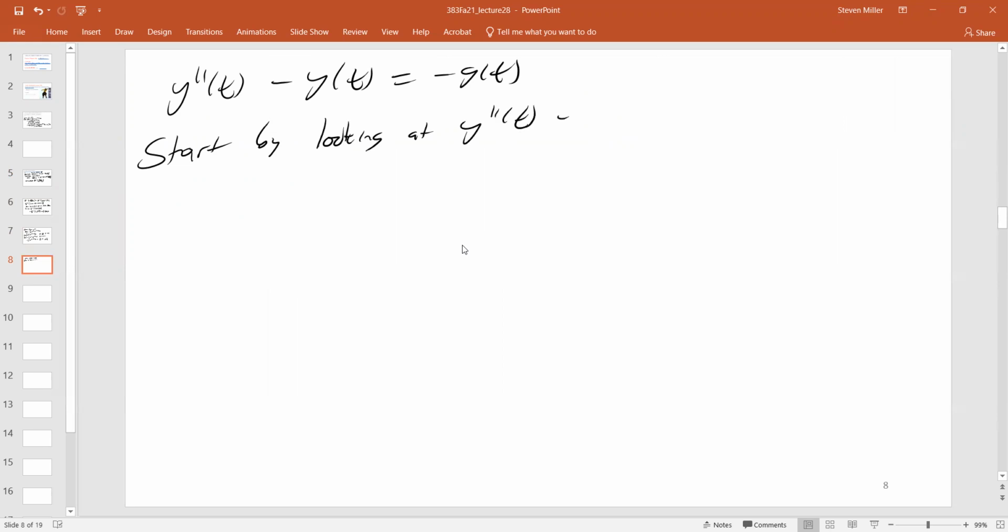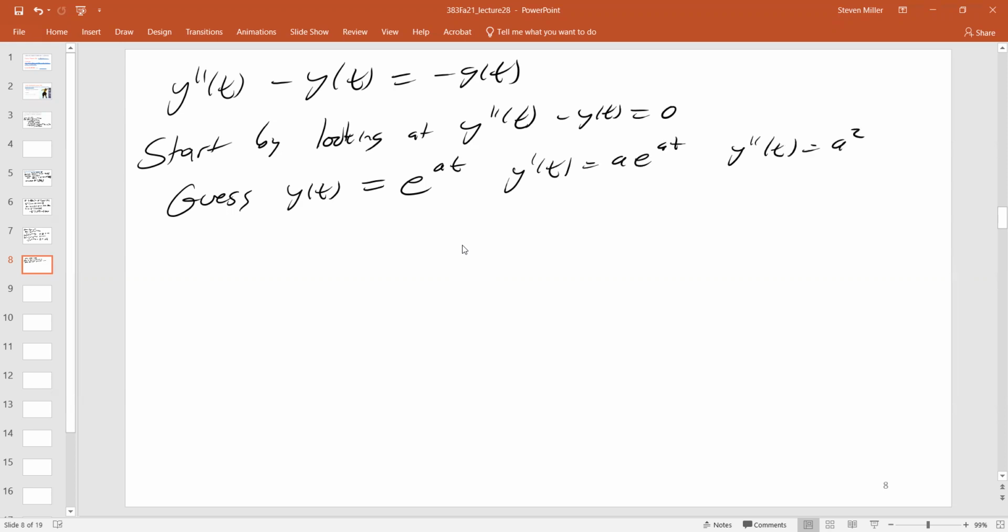You normally start by looking at y double prime of t minus y of t equals 0. And so this is very similar to the difference equation for the Fibonacci numbers or something like that. We could try guessing y of t equals e to the at. And when we take the derivative, we get y prime of t is a e to the at, y double prime of t is a squared e to the at. And so we would get a squared e to the at minus e to the at equals 0. Therefore, what does a equal?